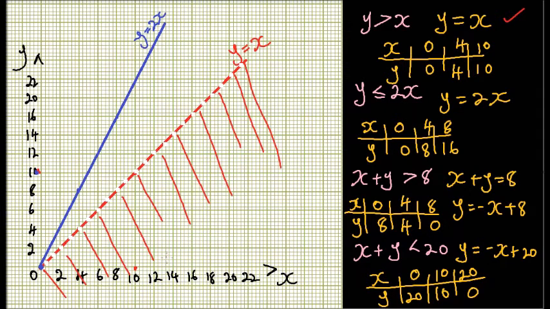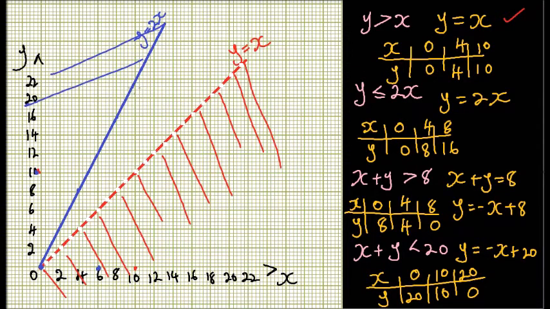Let's use another point so that you don't think that it's only that point. We can use 6 and 0. So we say x is 6 and y is 0. 6 times 2 is 12. Is 0 less than 12? Yes. So this side satisfies our inequality. So this is the side that we shade off.